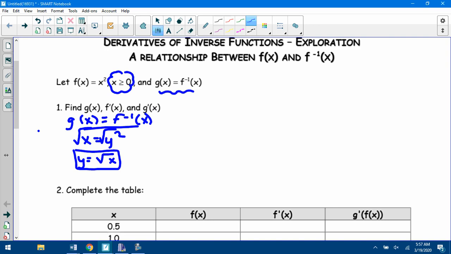And you can think graphically too. If I just have positive x's for x squared, there's my original graph. So the inverse graph would just be that piece of it, which is the positive square root. Okay, next it says to find f prime of x. So if I want to find f prime of x, well, that's easy. If f of x is x squared, what's f prime of x? Right, 2x.